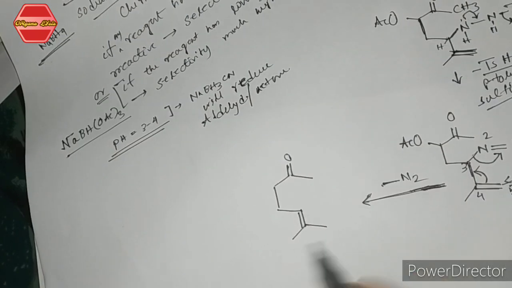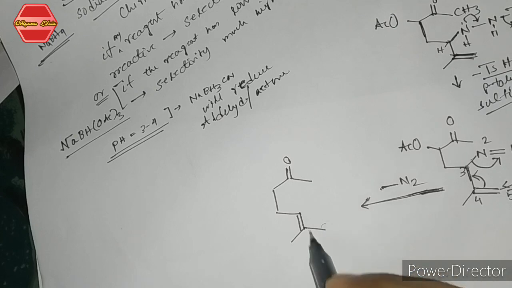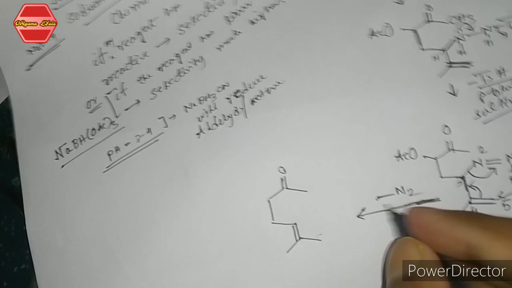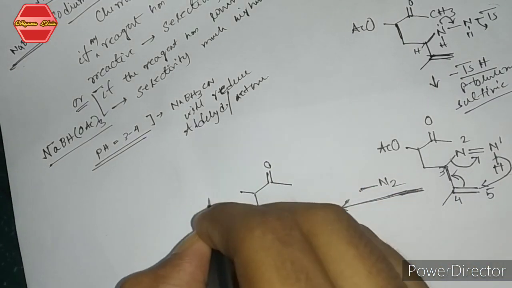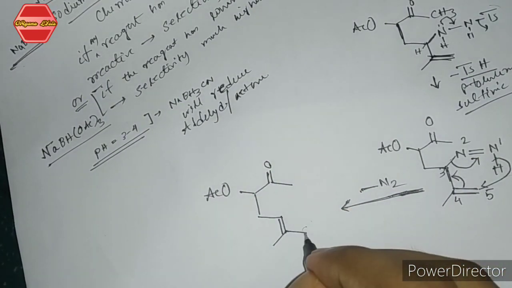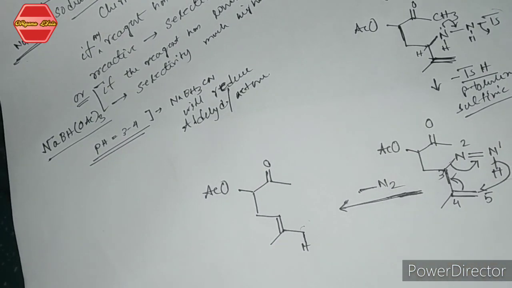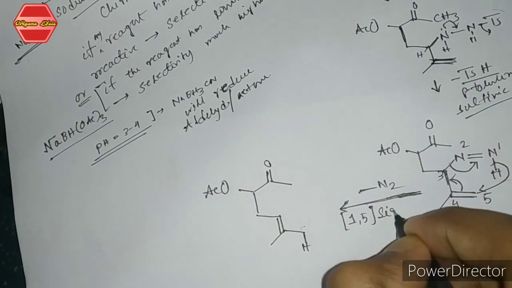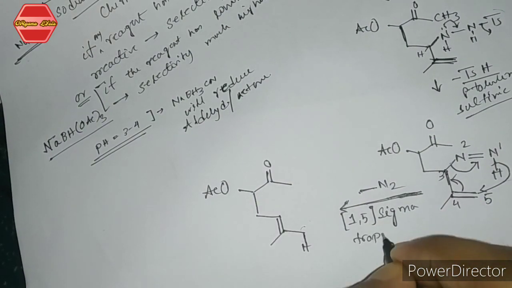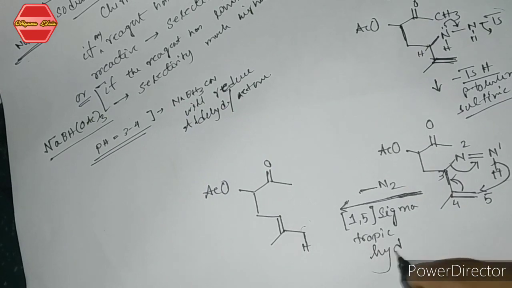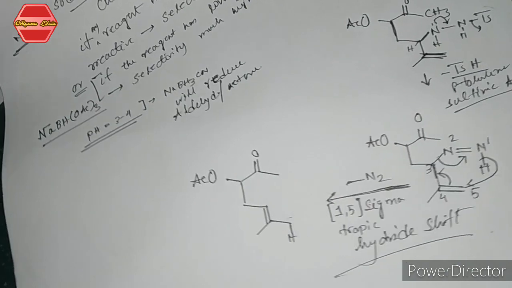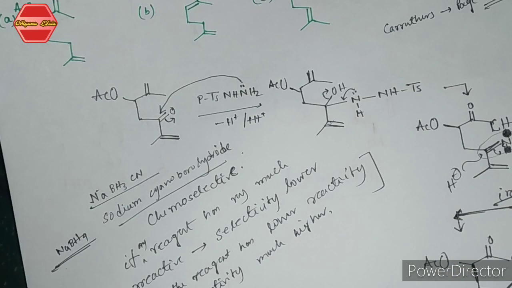Now after the nitrogen leaves the system, you get this type of structure. There is a double bond, and after this hydride transfer there is a hydride and silyl group, and a hydride like this. So this is a 1,5 sigmatropic hydride shift. This is the overall mechanism and overall concept of this question.